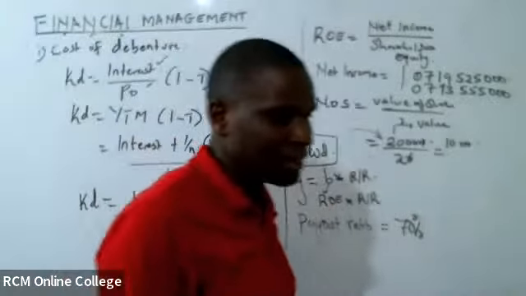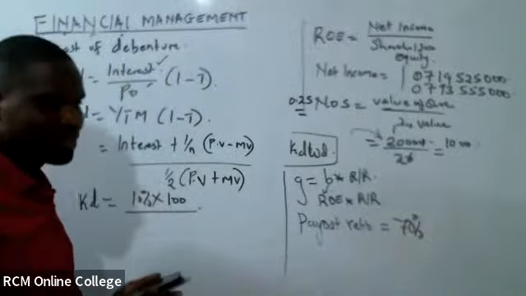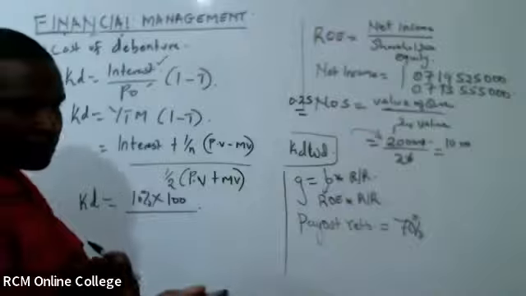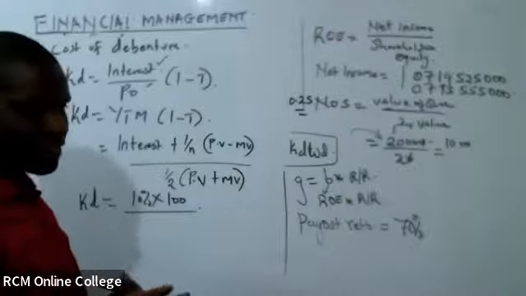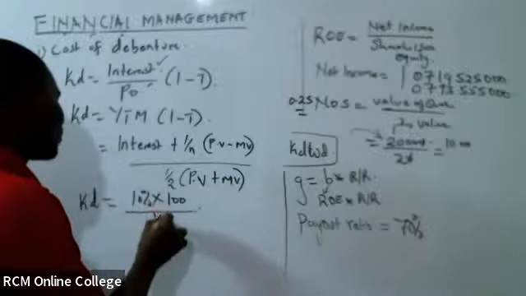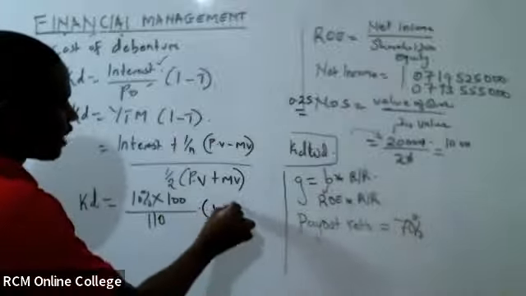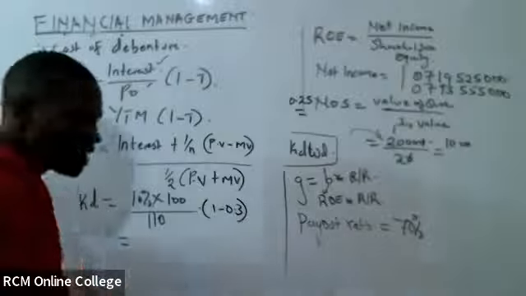What is the current market price? Just check the additional information. They have told you it is 110% of par, which will give you 110, and then you adjust for tax, which you were told is 30%. So can you give me the KD?